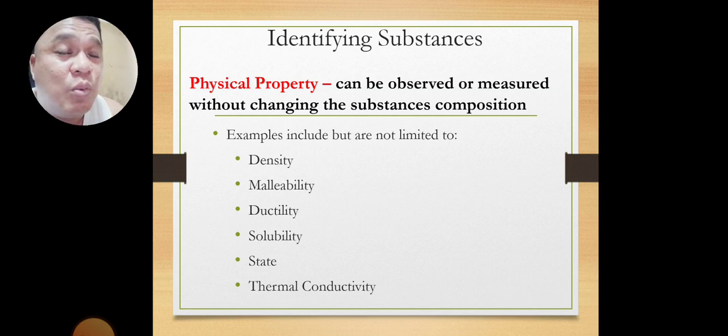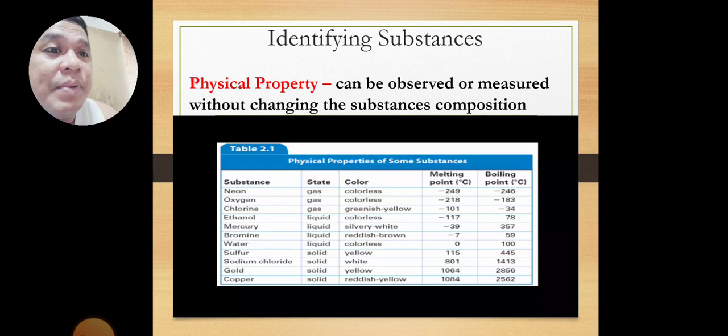So take note with that one. Physical appearance only. Examples include, but are not limited to, density, malleability, ductility, solubility, state, and thermal conductivity. Those belong to the physical properties.